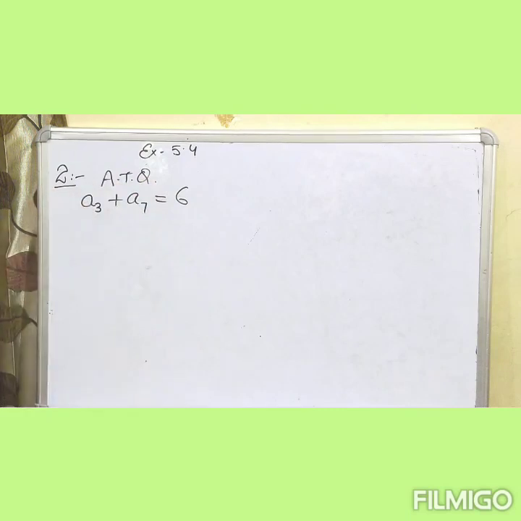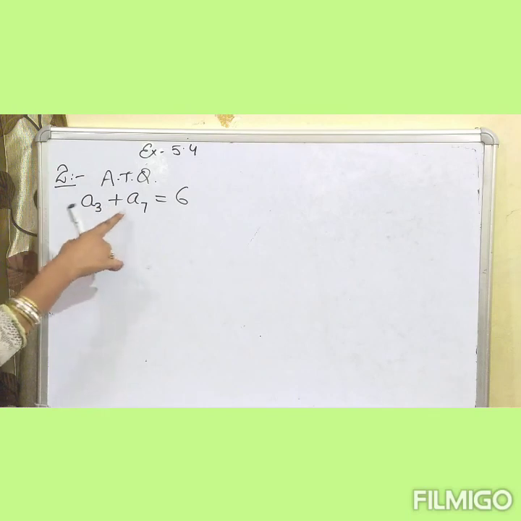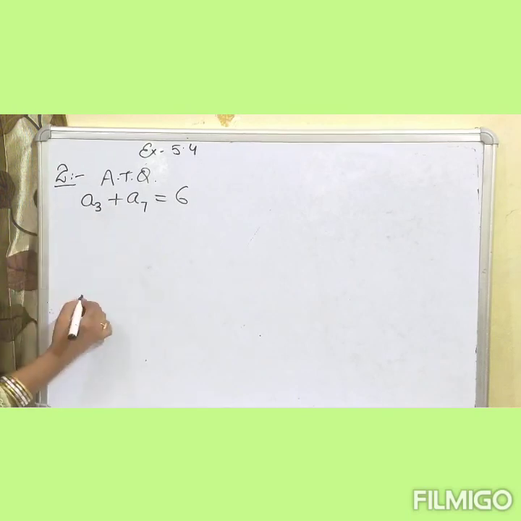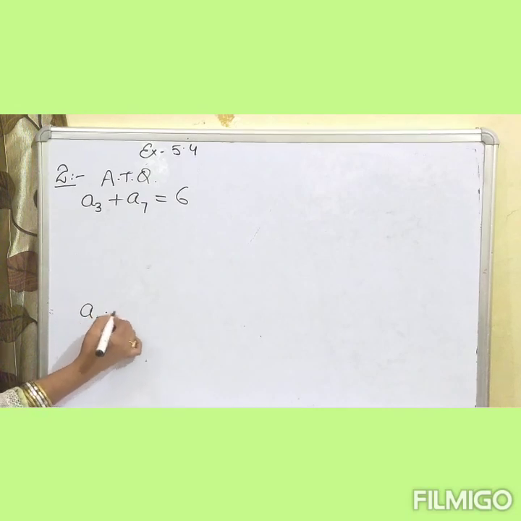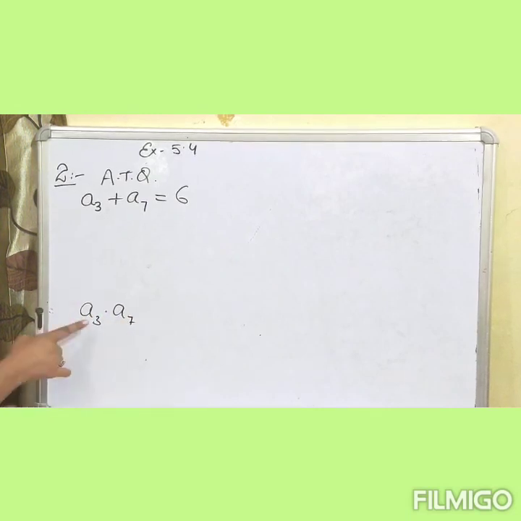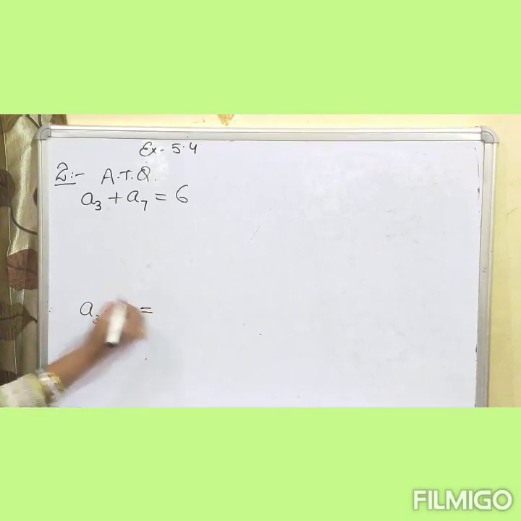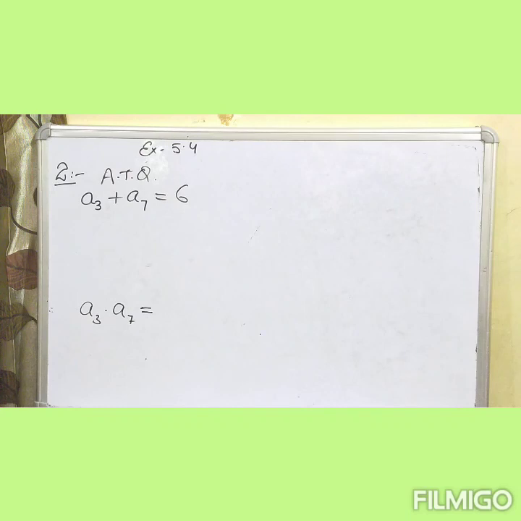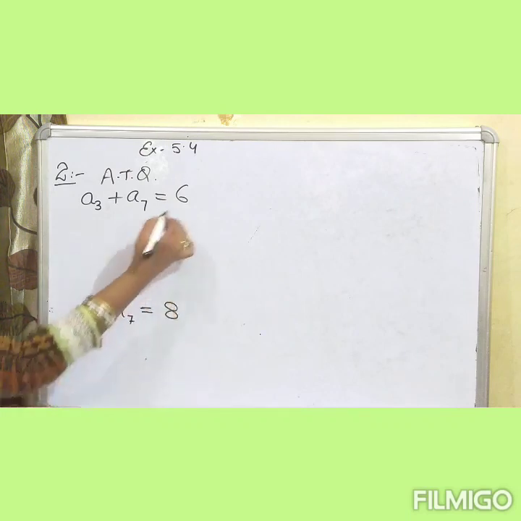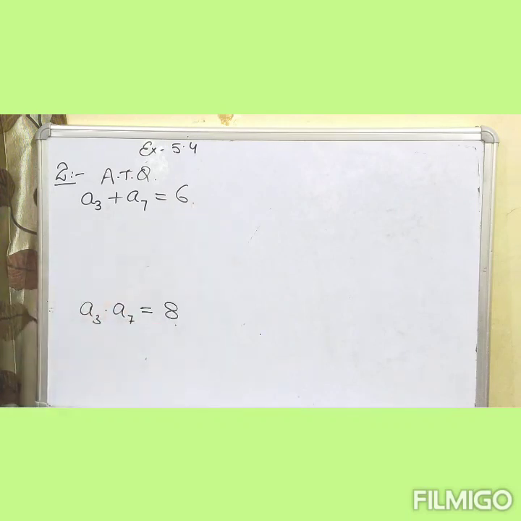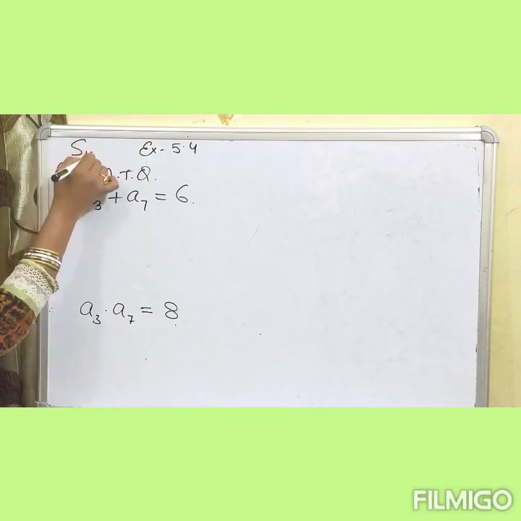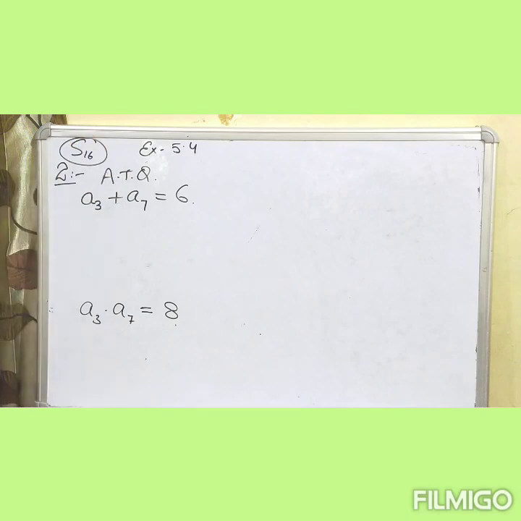This is the first condition I have. The second condition, their product, is again talking about the third and seventh term. So it's saying that the product of the third term and the seventh term is equal to 8. These two conditions are given in the question, and we have to find the sum of the first 16 terms.